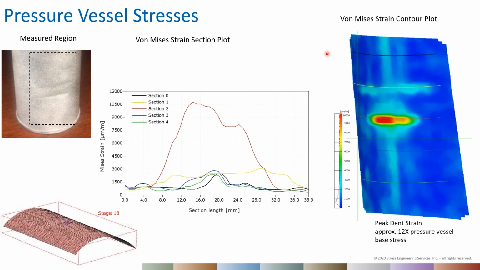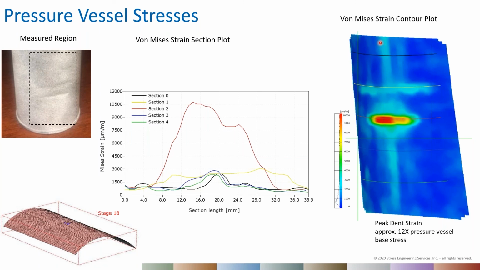So moving on to this next example, this is a pressure vessel looking at the stresses in a dented pressure vessel. This is actually an aerosol can that had 2 dents in it right here. And so we were able to measure the strain due to pressure inside this aerosol can, and that's represented over here on this contour plot. And we can draw section lines at different areas of interest and then plot them. And so what we can see is that that dent location caused a peak strain of approximately 12 times the pressure or the stress in the base of the can.